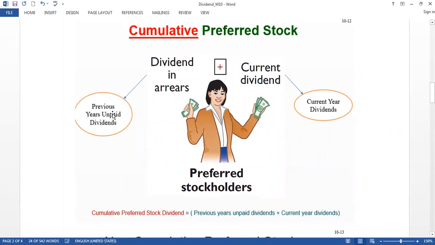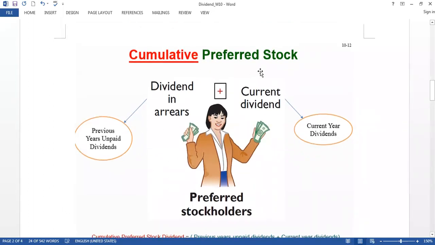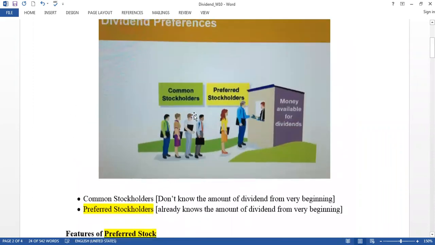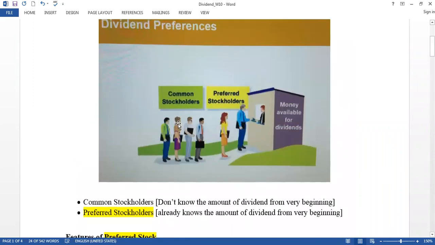Previous year unpaid dividend. Then this is number 2, current year dividend. And this previous year unpaid and current belongs to whom? Cumulative. So number 1, previous year unpaid. Number 2, current year dividend for cumulative. Then number 3, current year dividend for non-cumulative. Okay. Then this is number 4. The remaining money goes to common shareholder.